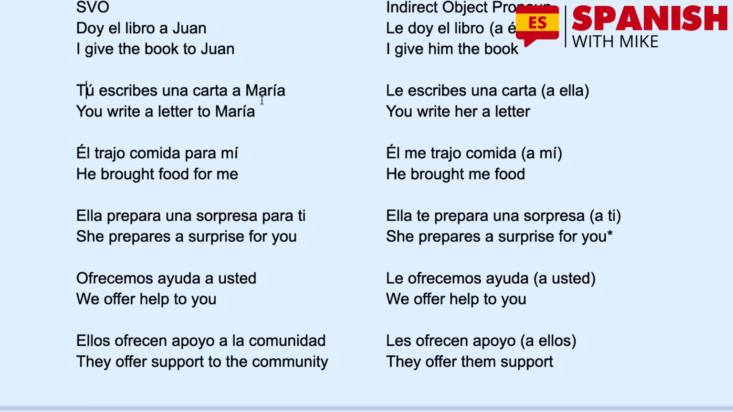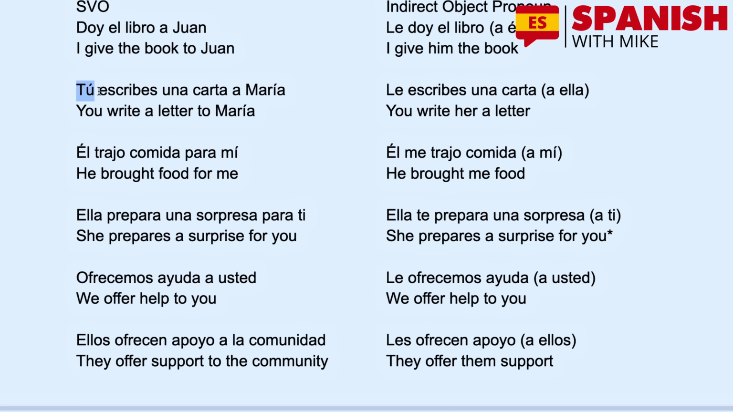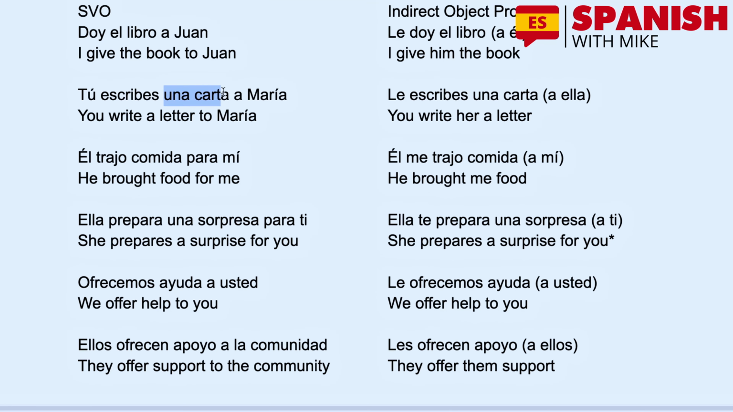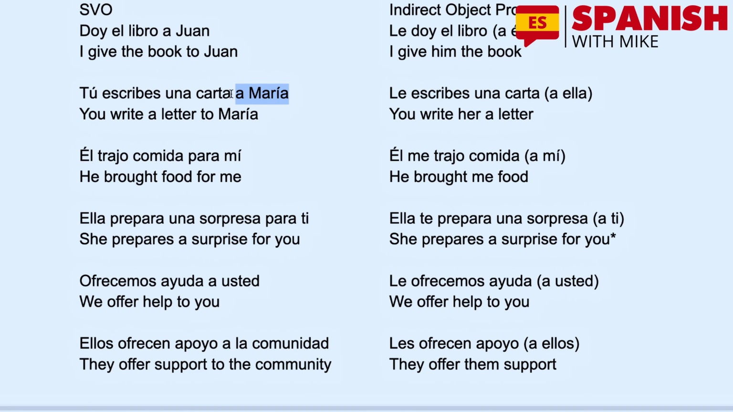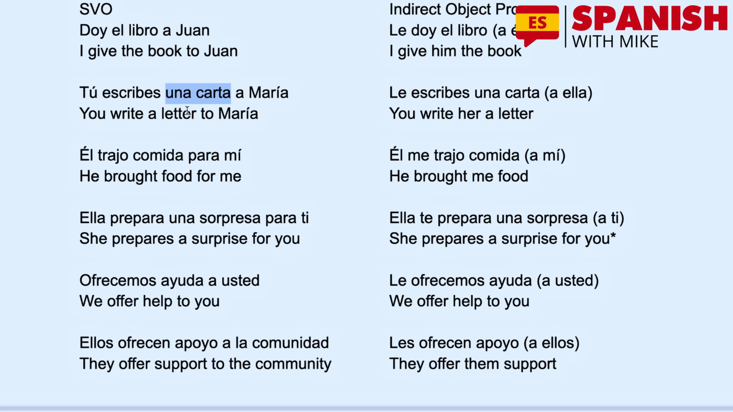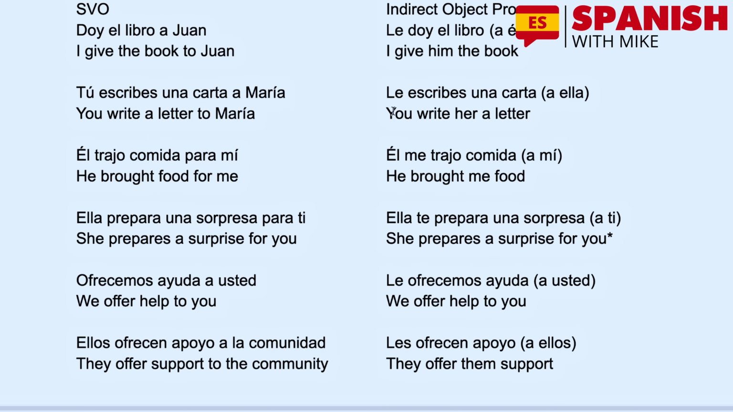If I say, "tú escribes una carta a María," you write a letter to María, right? The subject is tú, the verb is "escribes," and the object is "una carta." But there's an indirect object, which is María, who is going to be the recipient of the letter. You write a letter to María, you see? So when I turn this using the indirect object pronoun, I use "le" for ella. Remember, we have the table, "le" a ella, and "le escribes una carta." You write her a letter.